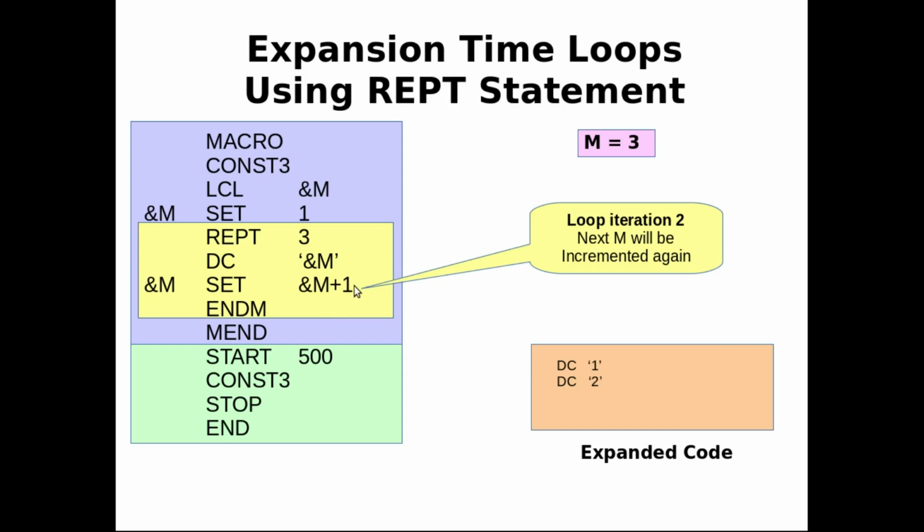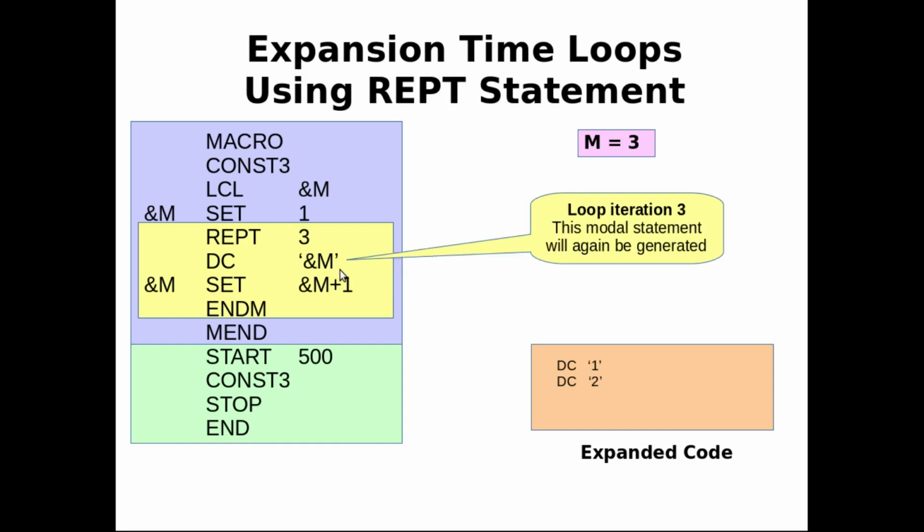So after the completion of the second iteration, we will repeat the third iteration, and in the third iteration we again visit the DC statement, and since this is a model statement, I have to generate it again, and this time the value of m is 3, so the statement that will be generated is DC3.